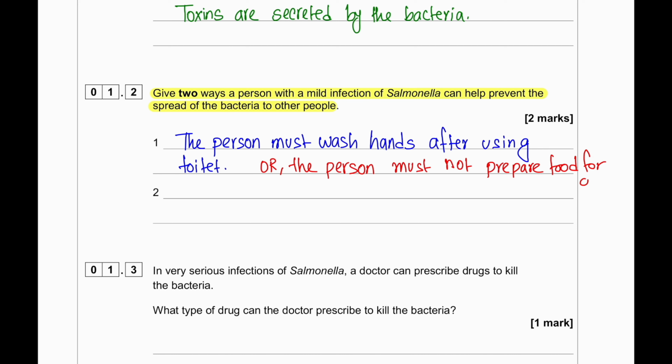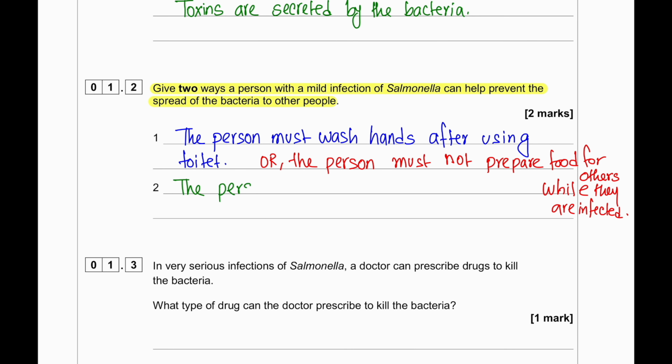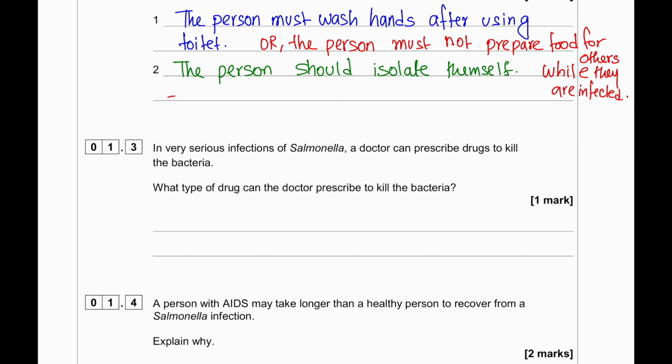The person must not prepare any food while they are infected, for himself or for others. It is better that the person isolates himself. The person should disinfect their clothes, because with their unwashed hands they can also contaminate their clothes. So that can be one of the ways. And the person must not share their utensils and cutlery with another person.